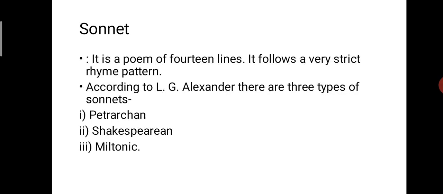What is the sonnet? It is a poem of 14 lines. It follows a very strict rhyme pattern. The 14 lines are the speciality of the sonnet, and that's why it is named a sonnet. According to L.J. Alexander, there are three types of sonnet: Petrarchan, Shakespearean, and Miltonic.